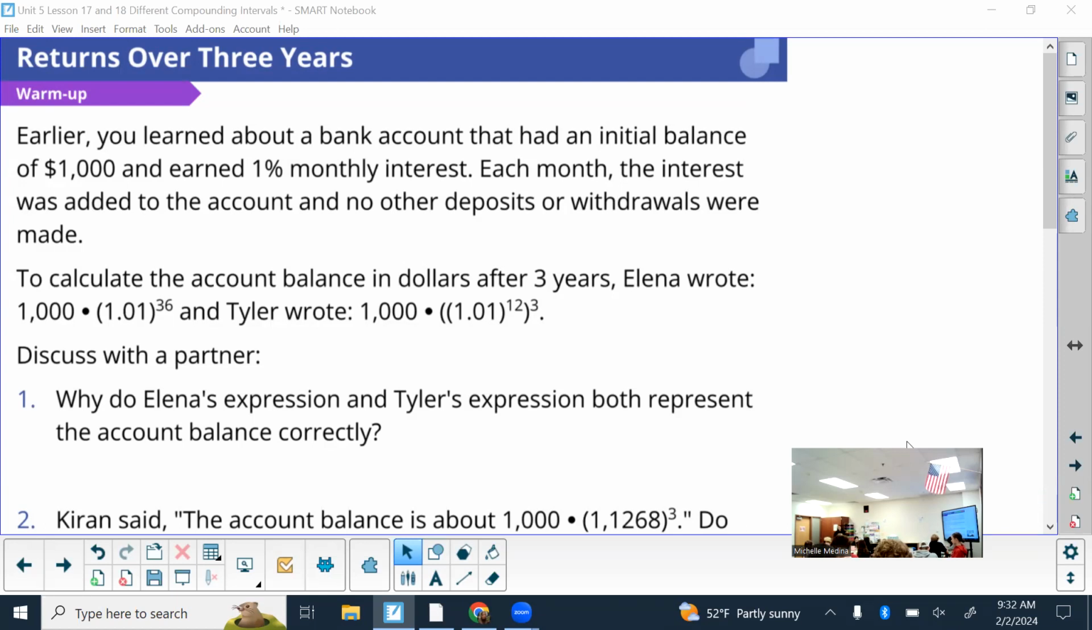Didn't get a time to look at it, so just look at it now. We have the two different expressions. First thing that I'm going to ask you, that you're going to vote on, is do they both represent the account balance correctly? So raise your hand if you think that Elena represented the account balance correctly.